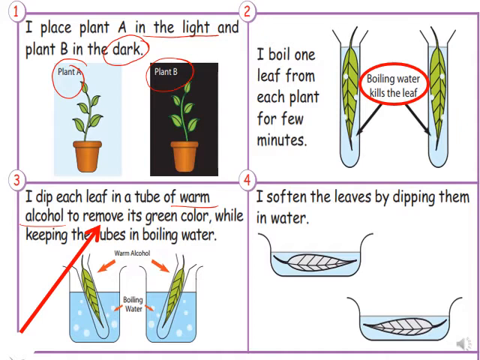Then we place them in warm alcohol. This warm alcohol is used to remove the green color of the leaf. And we leave them inside the boiling water as shown in this figure. Then we soften the leaves by dipping them in water in order to be straight, neat and well prepared. So here the leaves have no color. Why? Because the green color was removed by the warm alcohol.